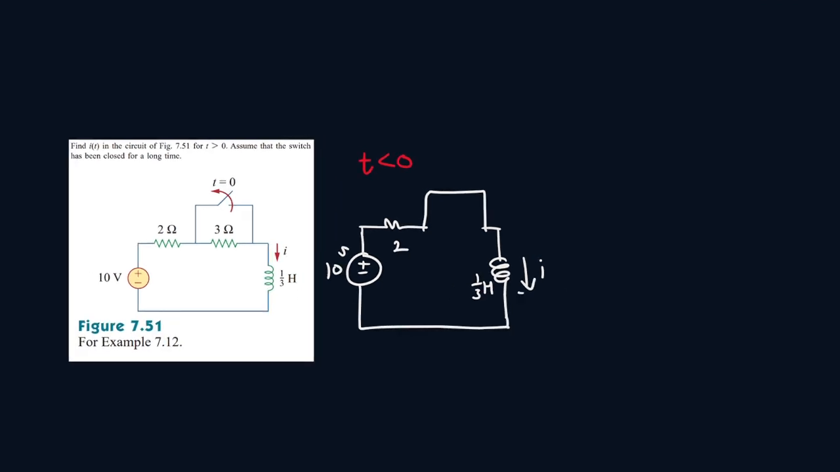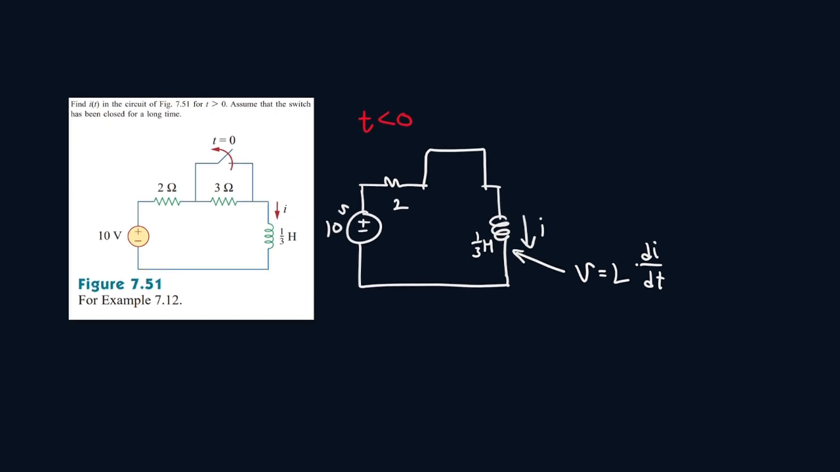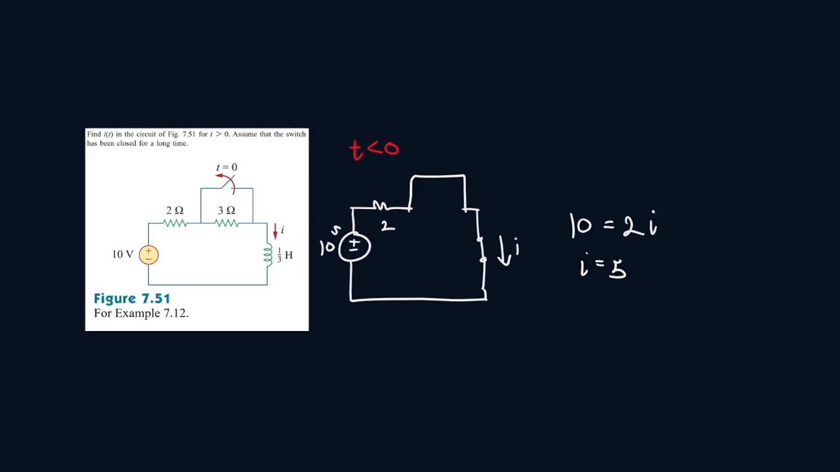So to find the voltage at this inductor, it'll be equal to the inductance value times the change in current over the change in time. So time goes to infinity, so the voltage is 0. So that means we can do a short circuit here. Now we just have to solve for I. We see the voltage 10 is equal to 2 times I, the resistor. So I will be 5. So when t is less than 0, I will be 5.